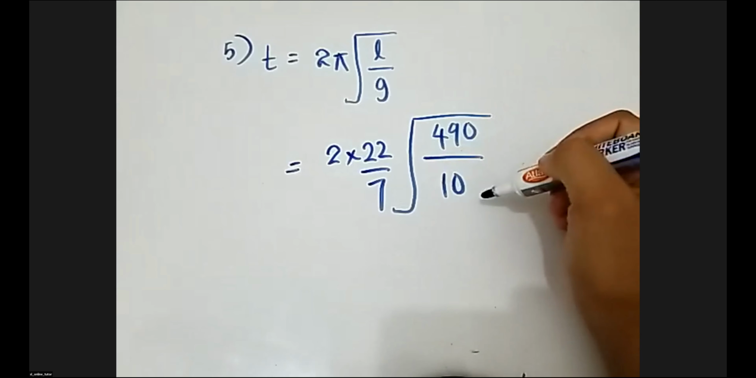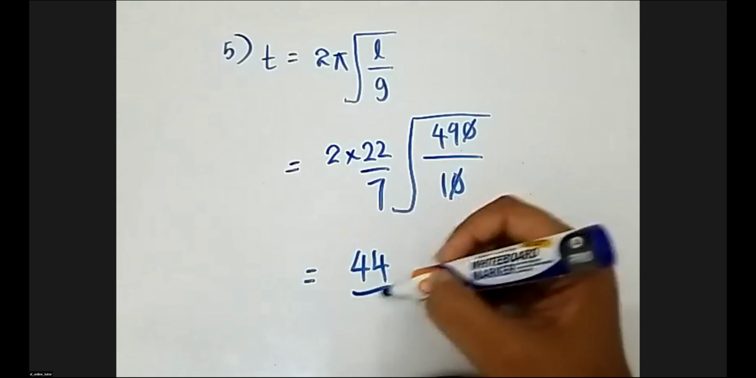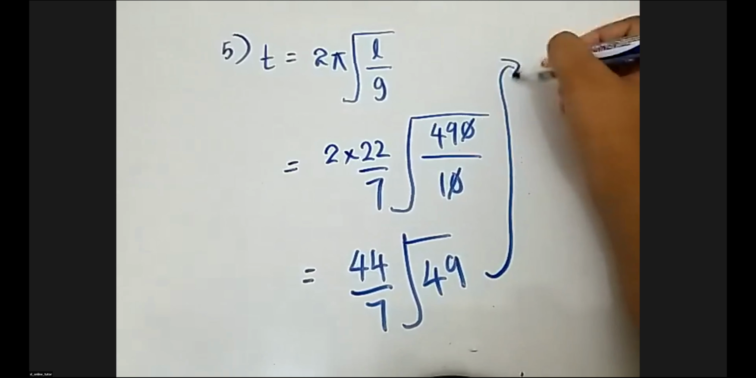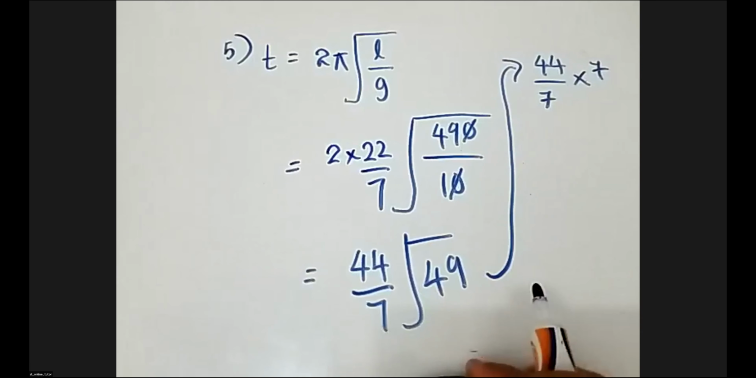Now what can I do? 0 and 0 I can cancel. 44 over 7 square root of 49. What is the square root of 49? 7. Then I can write 7. Now how easy the question is. What should we do?